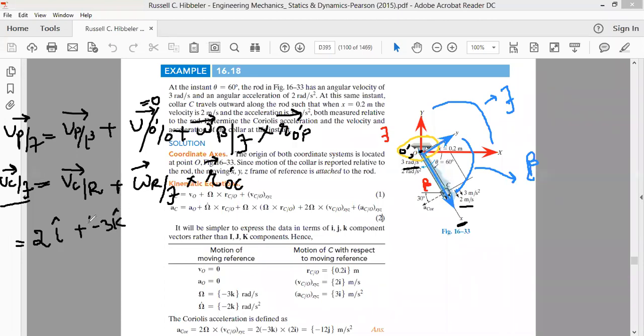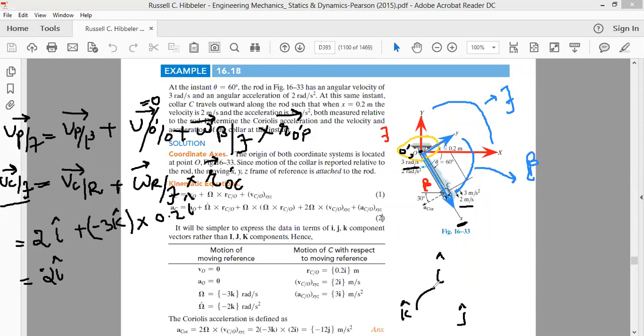And we have to cross it with the radius vector drawn from O dash to C. As we draw this vector, its magnitude will be 0.2 meter, along the x-axis, so it will be 0.2 i cap. So that becomes equal to 2i plus minus 3k cross 0.2i. How much is k cross i? We know this is our i cap, this is j cap, and this is our k cap.